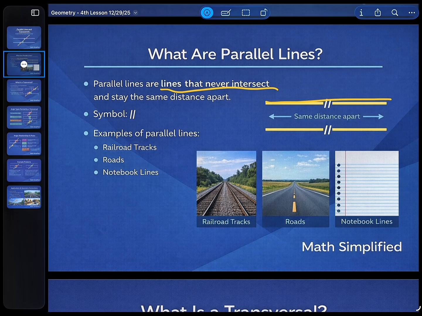So here we can have one line here, and then we have another one over here, and they have the same distance apart, so that means they will never intersect. What I mean by intersect is that there's a line here, and then at some point both lines cross and reach each other.